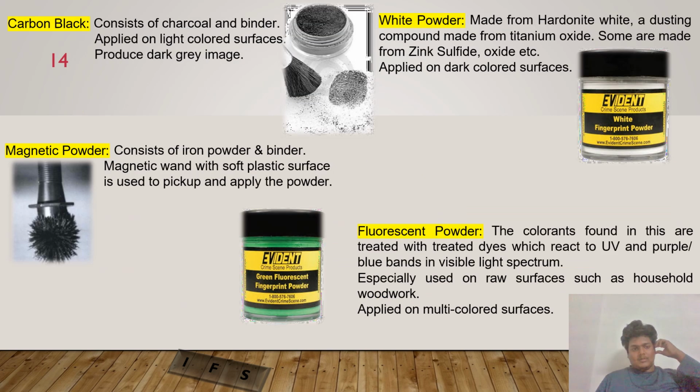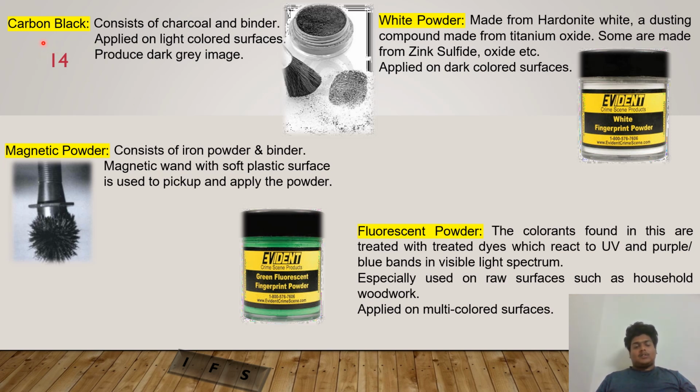And talking about the development of fingerprints, we have various methods for the development of fingerprints, such as powder methods, and we have chemical methods. Now, talking about powder methods, we have various types of powders, which were used during the development of fingerprints, depending on the color of the surface, the type of the surface.